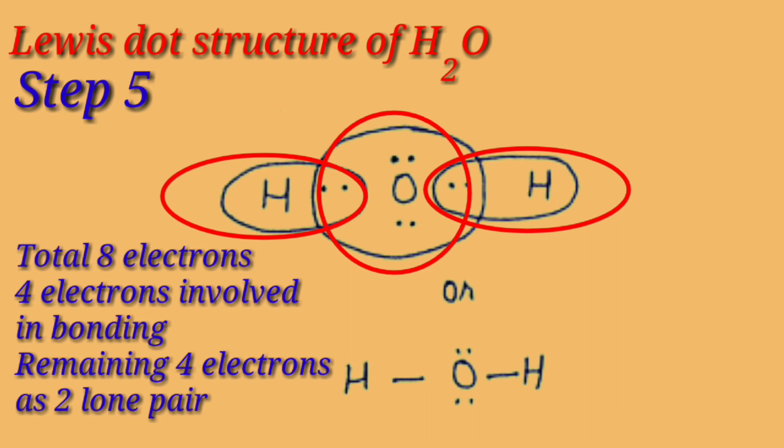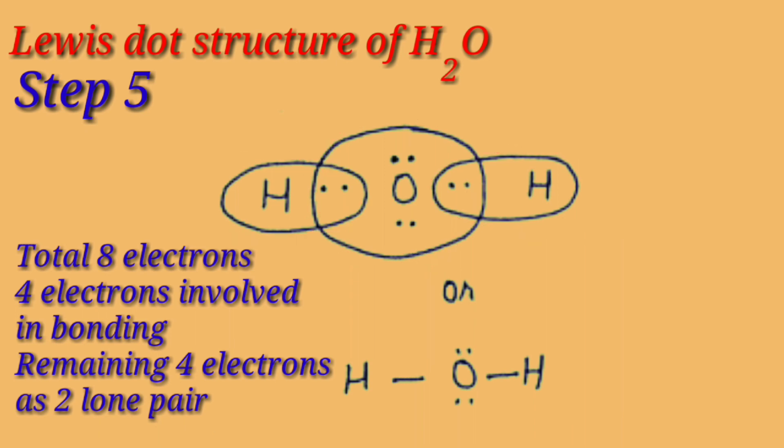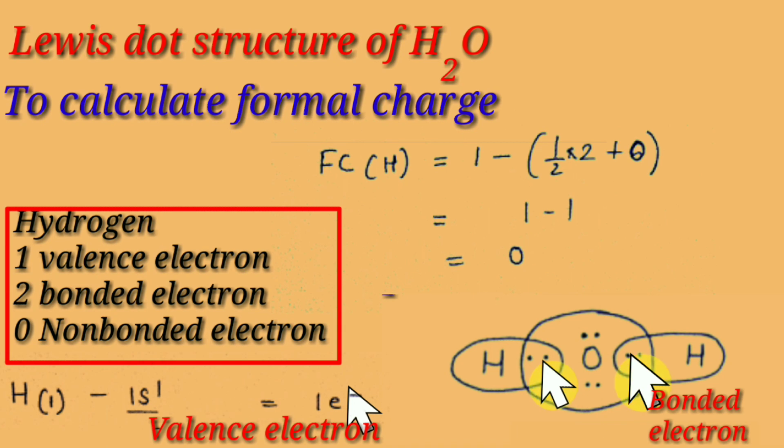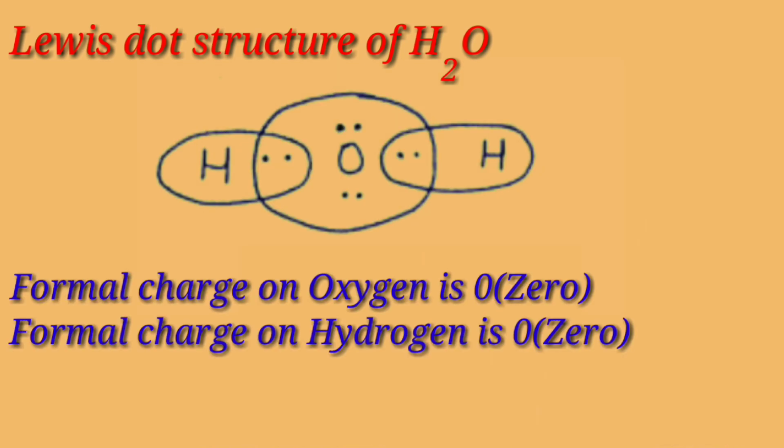In next step, make sure that all atoms that need octets have octets. That is done in step 4. And finally, we need to calculate formal charge. So on substituting the values, the formal charge of oxygen comes to 0. And on further substituting the values for hydrogen, we get the formal charge of hydrogen as 0. So we can say that water molecule has a stable structure.